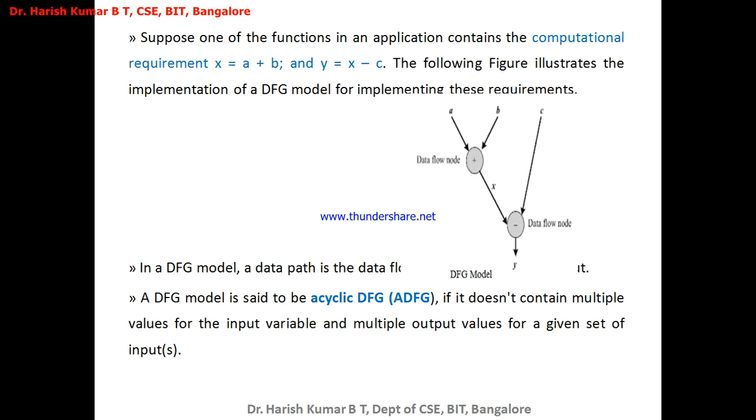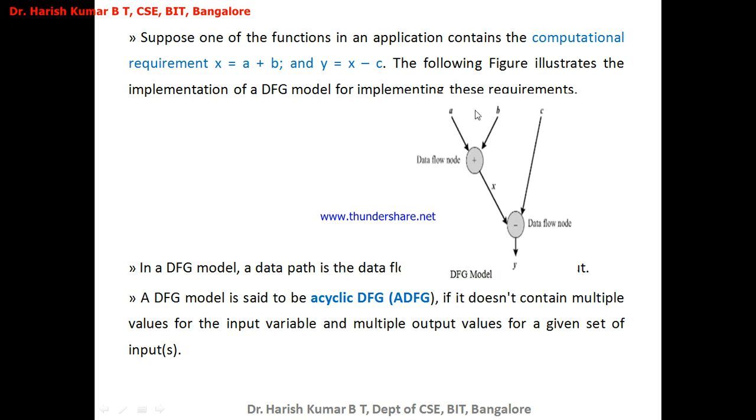Now here we have an example. Say I have a computational requirement. I got to perform this computation. x is equal to a plus b and y is equal to x minus c. This is what the computation I got to perform. Now how do I represent this? By using a DFG model, data flow graph model.